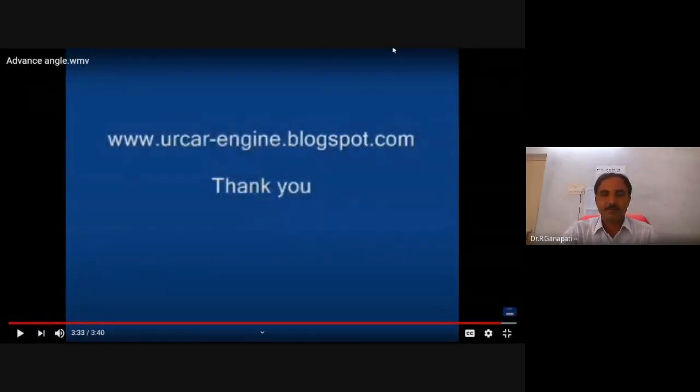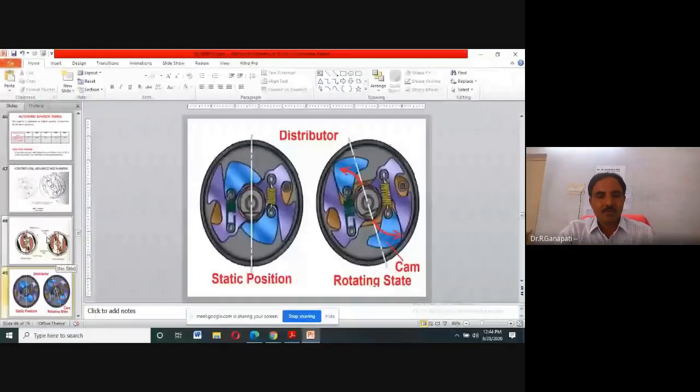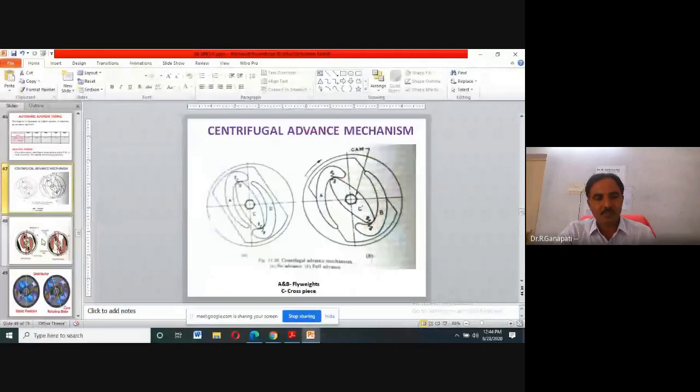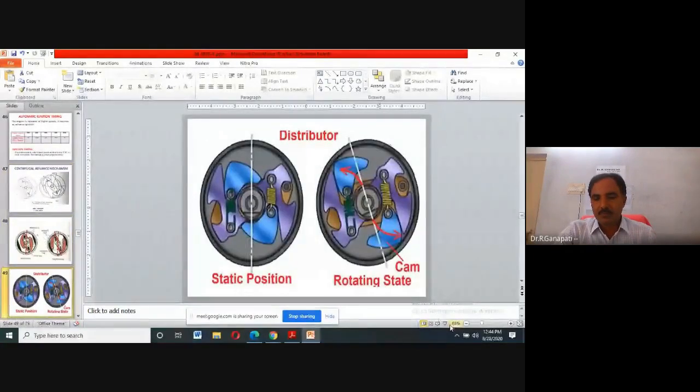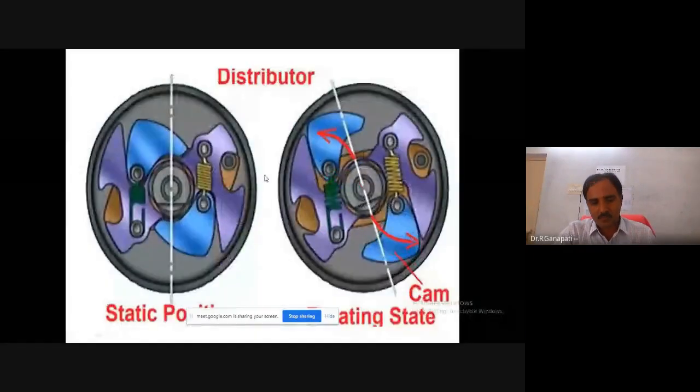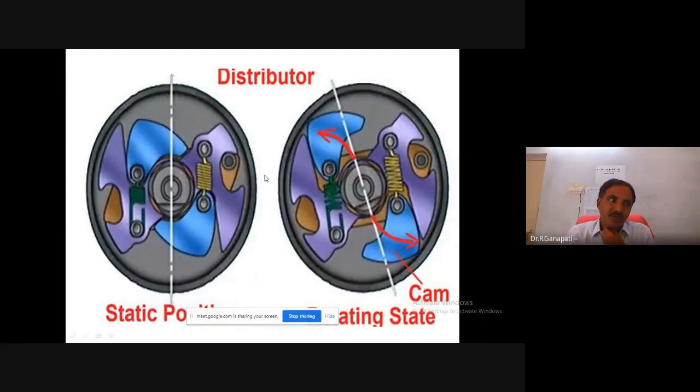So those are the advance mechanisms, the centrifugal and the vacuum one. Try to understand the principle behind the centrifugal and the vacuum one. So we go for the next, the vacuum one.